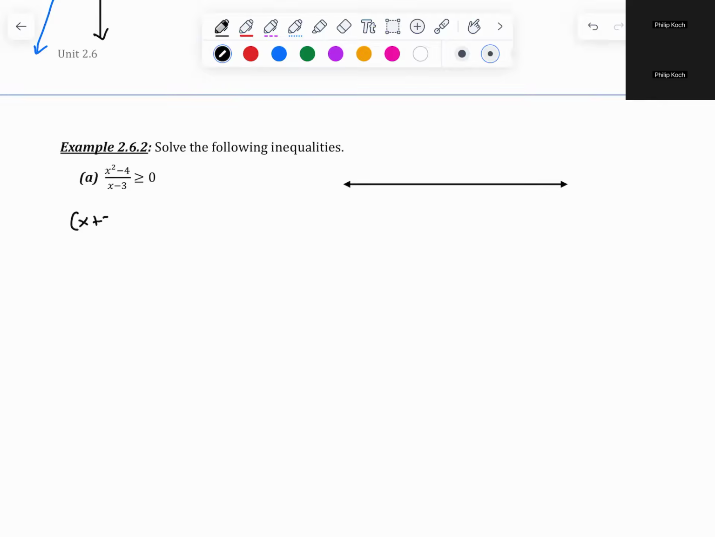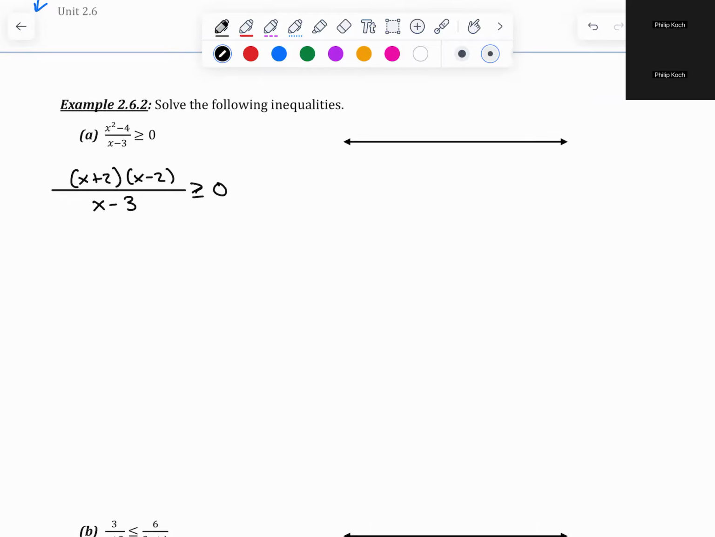So this becomes (x + 2)(x - 2) over (x - 3) is greater than or equal to 0. So the VIPs are x equals -2, +2, and +3. But I'm going to highlight 3, the problematic VIP. And we'll explain why once again in a moment.